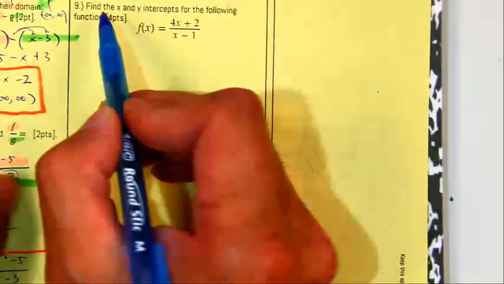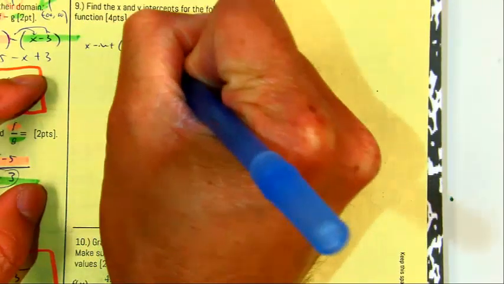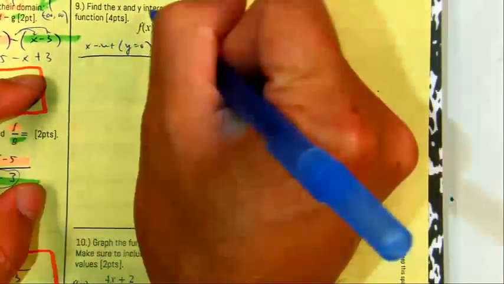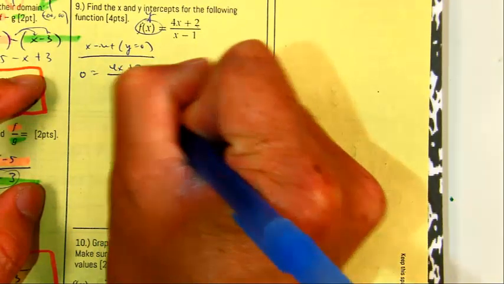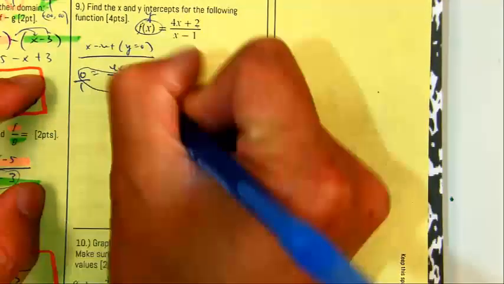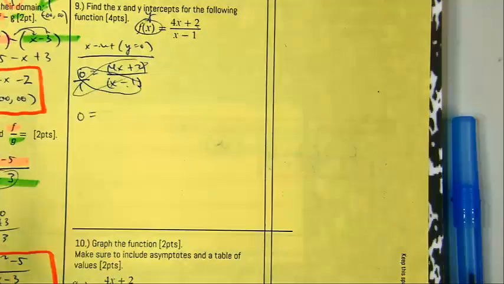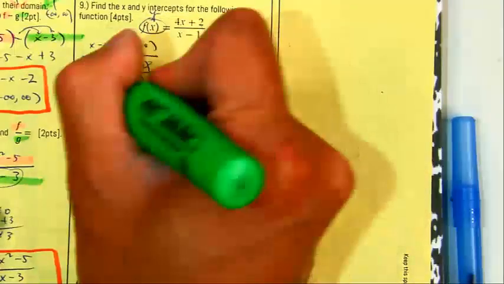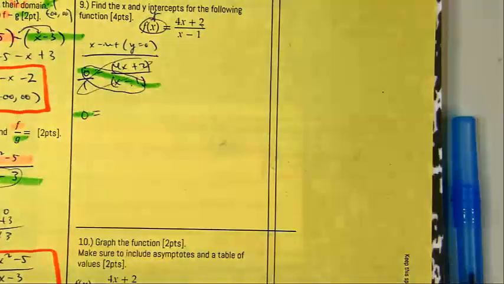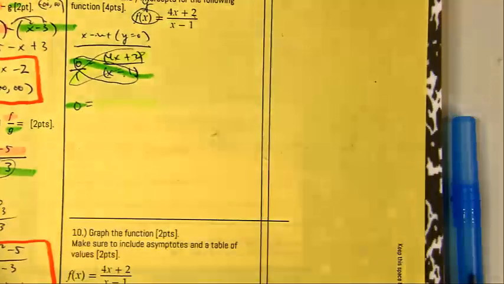Question number 9, find the x and y-intercepts for the following function. To find an x-intercept, you're going to make y equal to 0. There is no y here, so that is your y. 0 equals 4x plus 2 over x minus 1. To make 0 a fraction, I'm going to put it over 1, and then cross multiply. When you're cross multiplying, keep those as chunks. 0 times anything gives you 0. Let me color code this for you. You multiply these two, you get 0. And 1 times this is just this, so 4x plus 2.